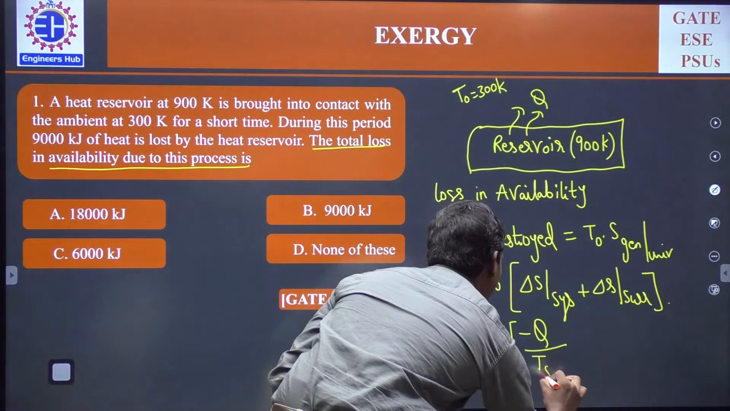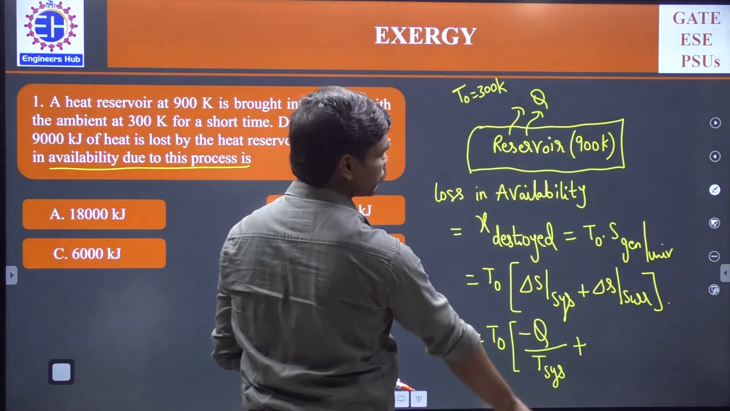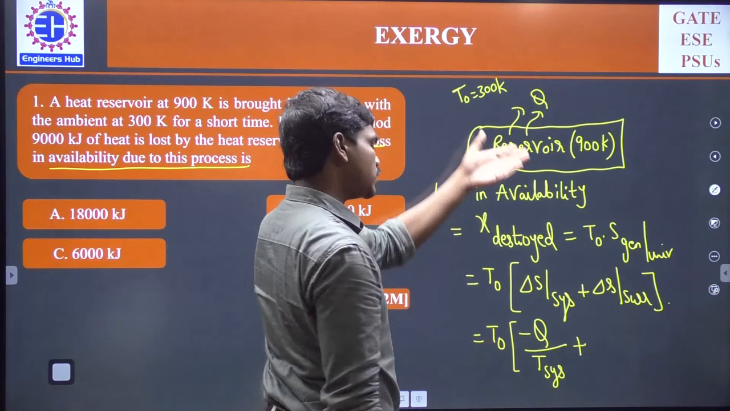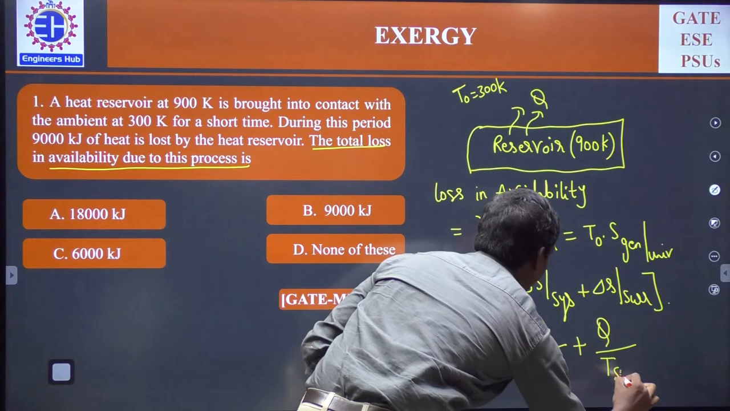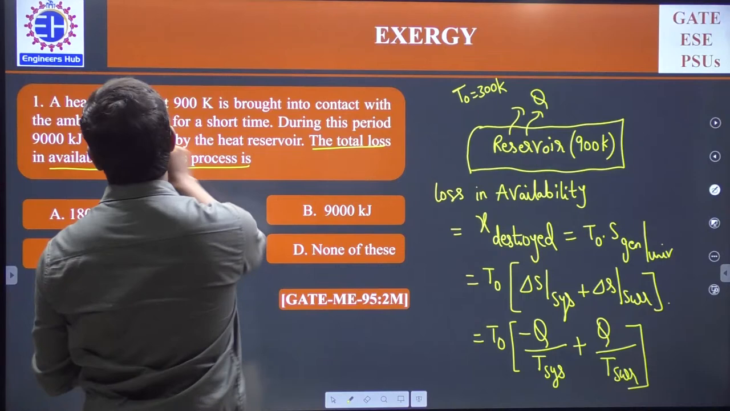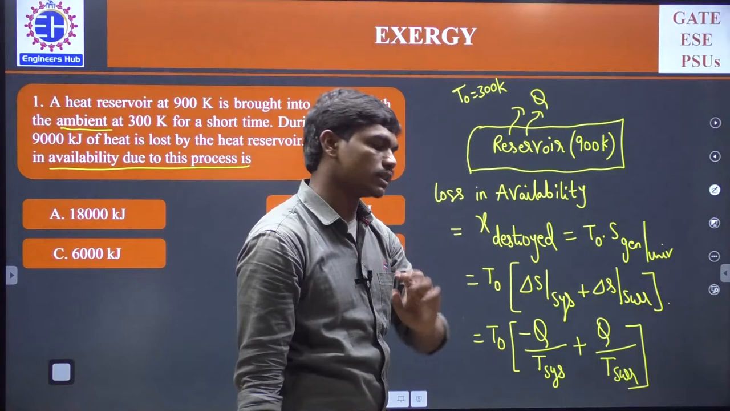Plus, now if you talk about surroundings, because there is no mass flow, because this is a reservoir and we assume it to be a solid. Yes, loss in availability means exergy destroyed. So that's what we are writing here. So minus Q divided by T of system plus this portion of heat is added to the surroundings. So we have Q by T of surroundings. And of course, the surroundings is also a reservoir, because the atmosphere is generally a reservoir. It's given here as ambience. So ambience is generally a reservoir. And let us suppose this 300 Kelvin remains as it is. It's a constant as per assumptions.